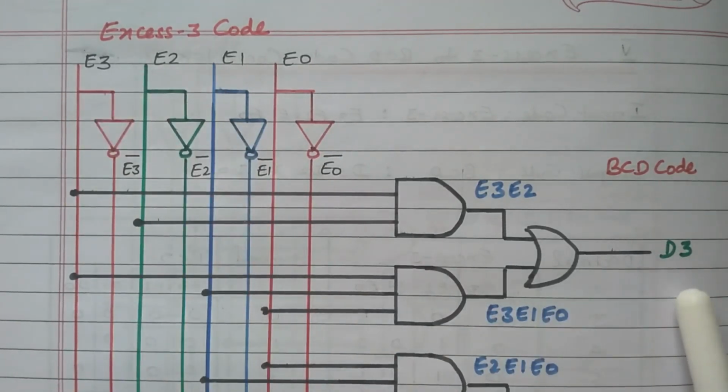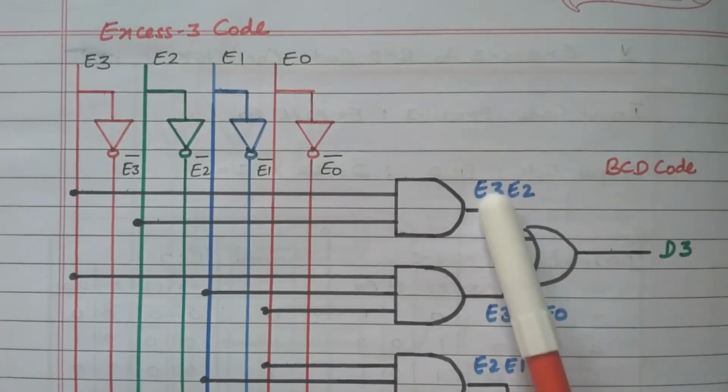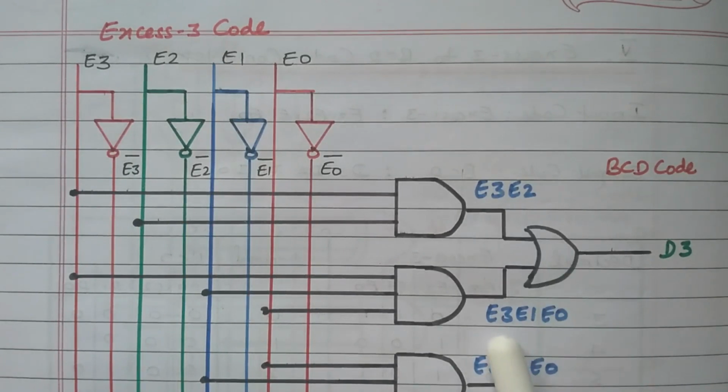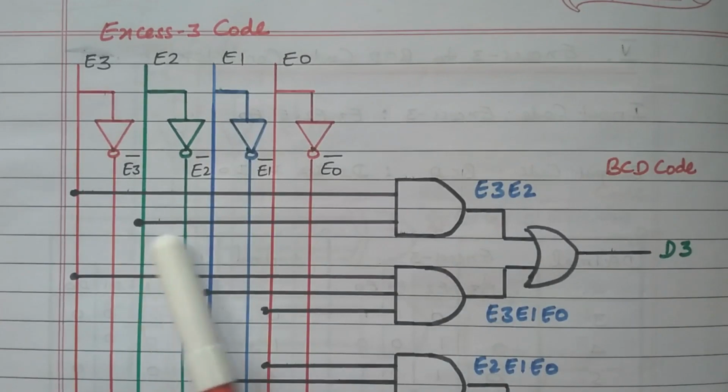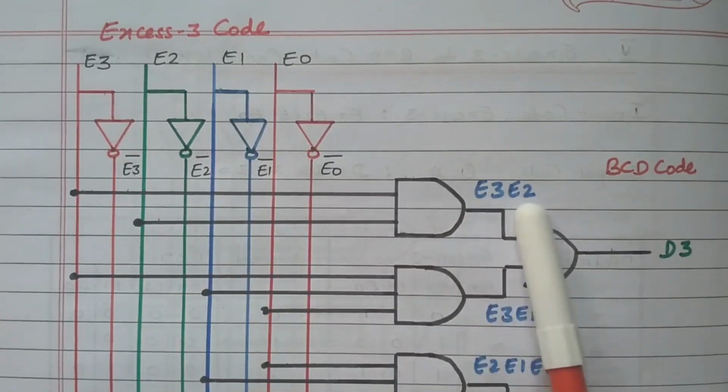Now we'll go to the D3. So the D3 is nothing but the sum of these two, right? E3 E2 plus E3 E1 E0. These two are added by this OR gate. How will you get this E3 E2? By using an AND gate. So here E3 and E2 are connected, so it will give E3 into E2.